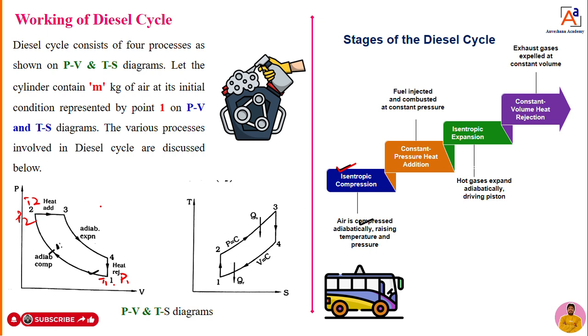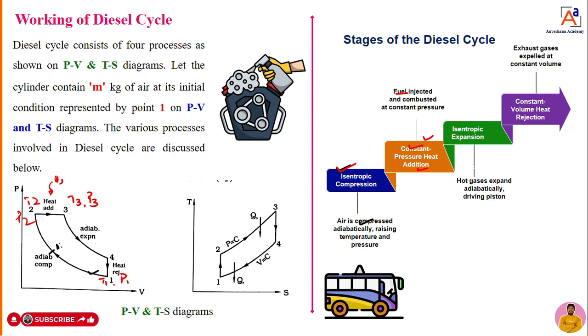Okay, next process 2 to 3, you can see constant pressure heat addition. At constant pressure, you are going to supply a certain amount of heat. Then temperature increases from T2 to T3, pressure increases from P2 to P3. That is nothing but heat addition. How are we adding heat? As I told you, students, you are going to inject some amount of diesel into the cylinder at process 2 to 3.